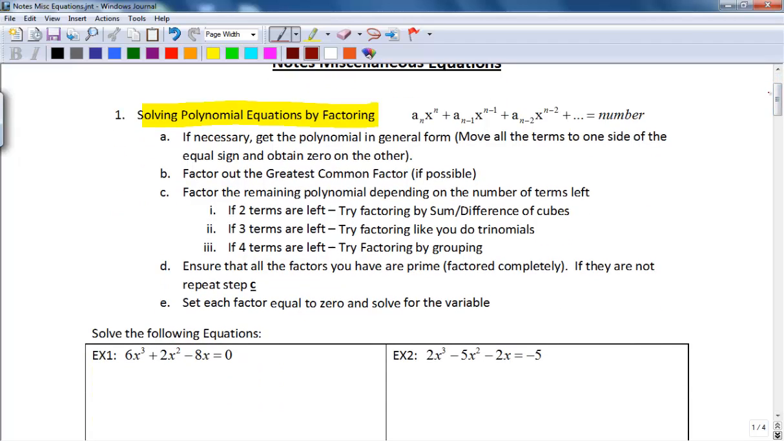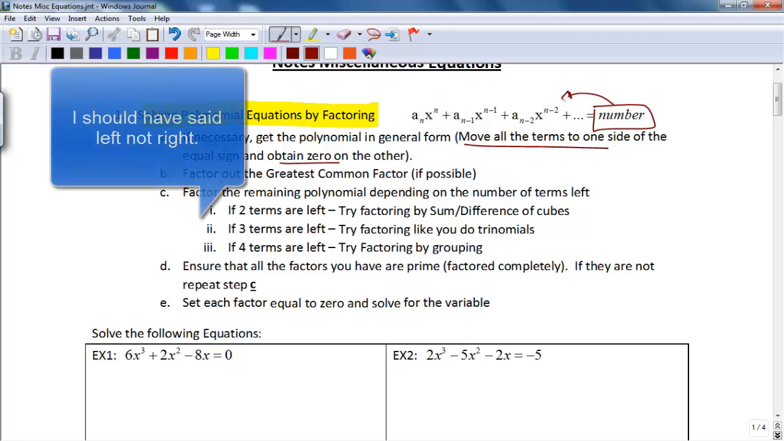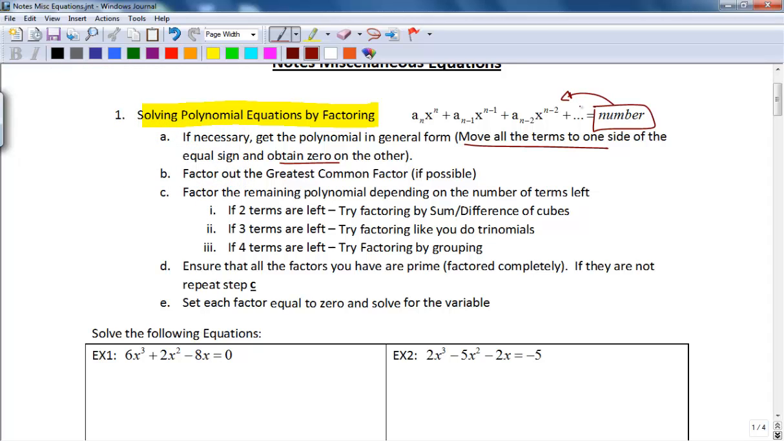The very first thing that you need to do is get in general form. General form just means that you want to move all the terms to one side and then have 0 on the other side. So if you have a number that's not 0, you need to get that over to the right. The second thing that you want to do is factor out the GCF, or the greatest common factor, if possible. Some of them will have it and some of them won't.